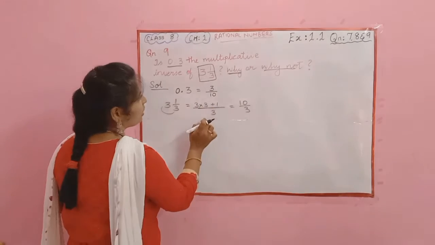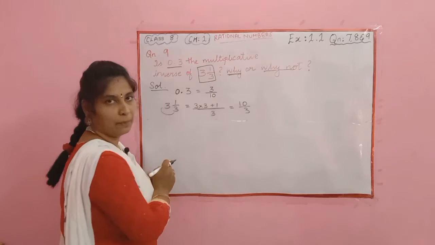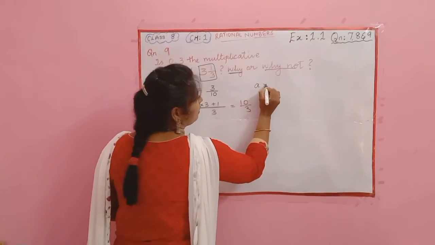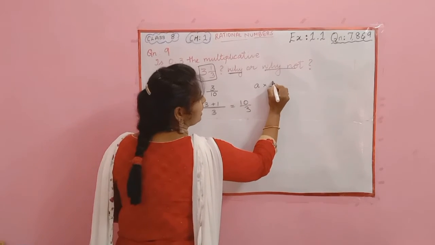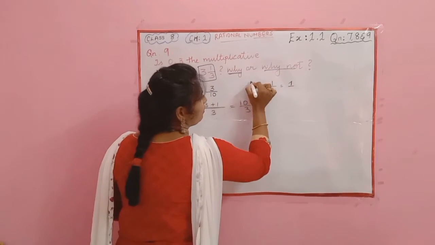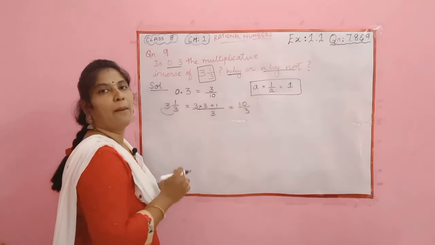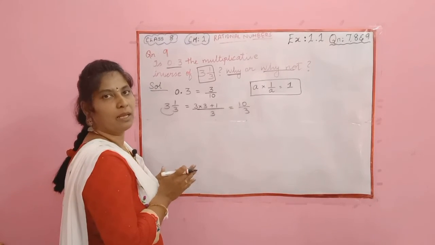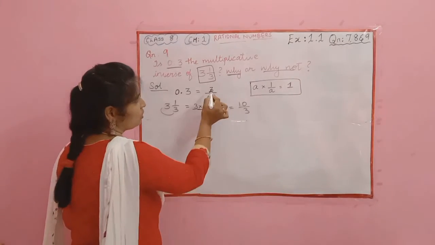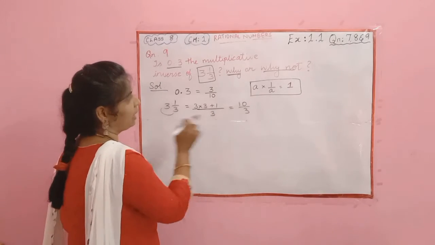So now what are they asking? 0.3 is the multiplicative inverse of 3 1 by 3. So what is the property? When you multiply a number with its multiplicative inverse, that is 1 by A, the product should be 1. Okay, if the product is 1, then these two are the multiplicative inverses of each other. So that is what we are checking here. So 3 by 10 is the multiplicative inverse of 10 by 3.